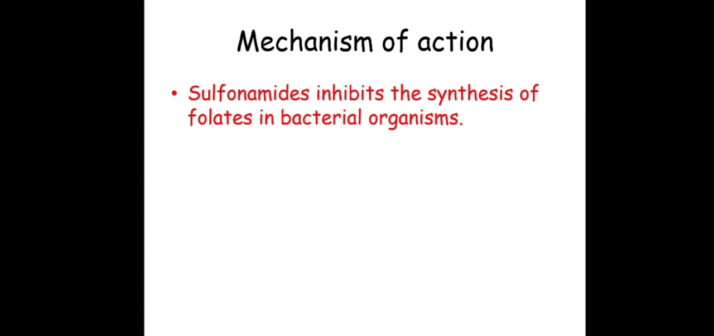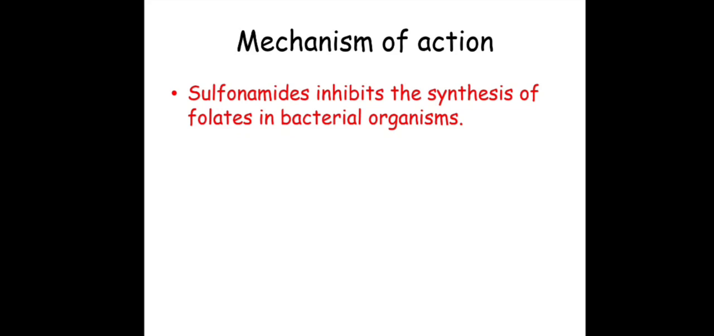Next, we'll talk about the mechanism of action of sulfonamides. So the mechanism of action is very simple. What these sulfonamides do is they inhibit the synthesis of folates in the bacterial organism. Okay. See, when we talk about human beings, we do not synthesize folic acid inside our body. Instead, we get it from our normal diet.